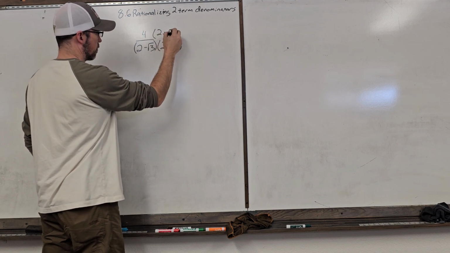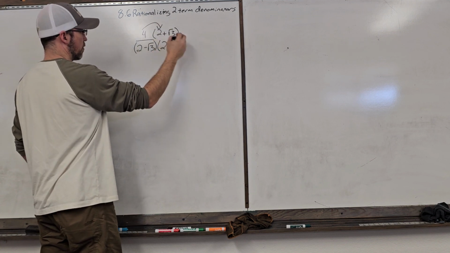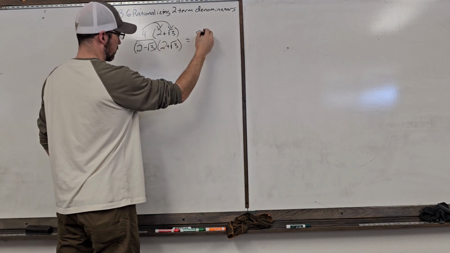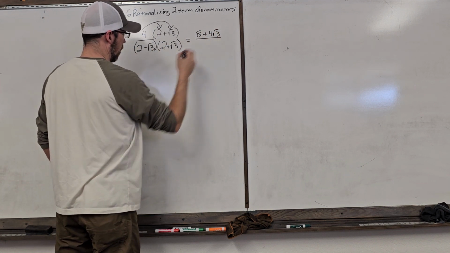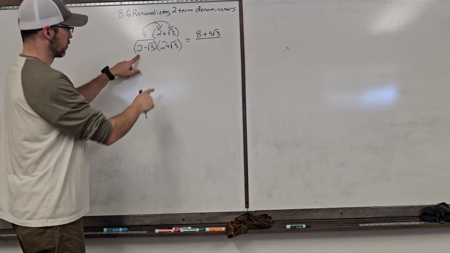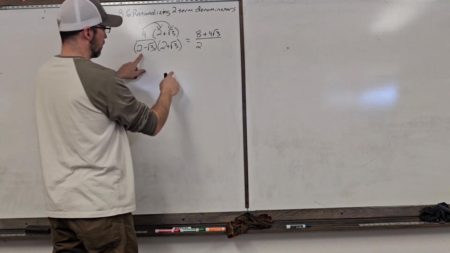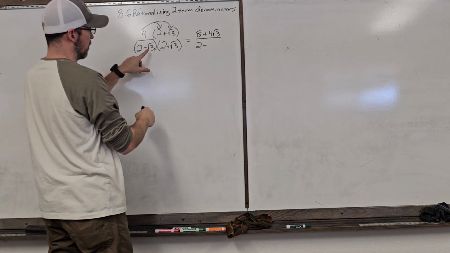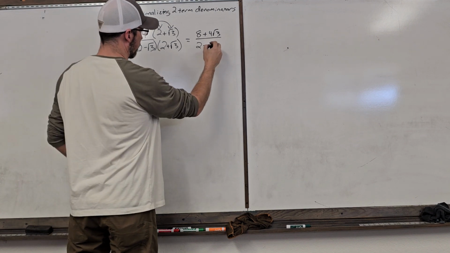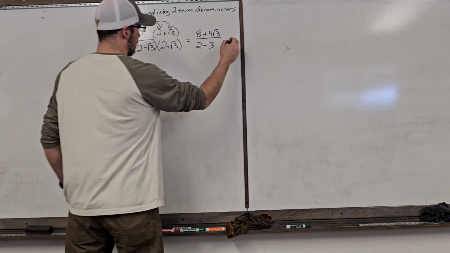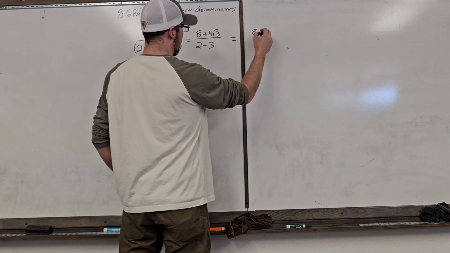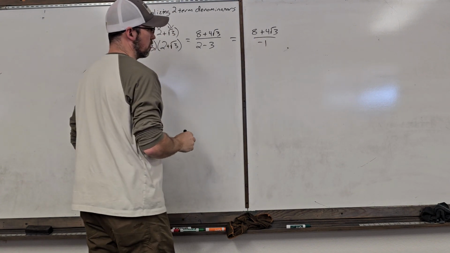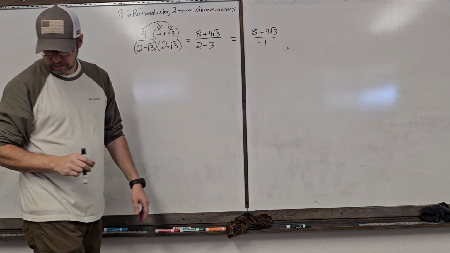Same thing on top. I'm going to distribute the top. 4 times 2 is 8. 4 times the square root of 3 is plus 4 square roots of 3. Over, I'm just going to do the first times the first. 2 times 2 is 2. The last times the last. Negative square root of 3, a negative times a positive is going to be a minus. The square root of 3 times the square root of 3 is 3. That's going to give me 8 plus 4 square roots of 3 over 2 minus 3 is just negative 1. And that's really not the best way to leave that one.